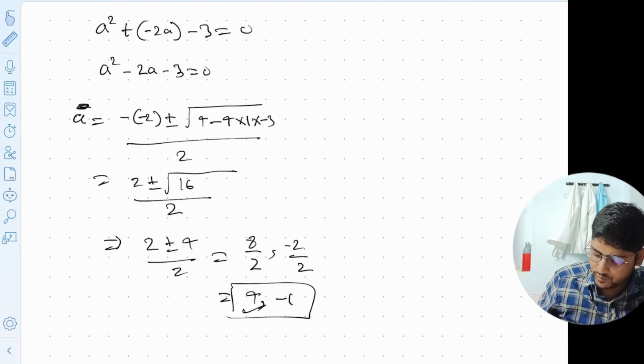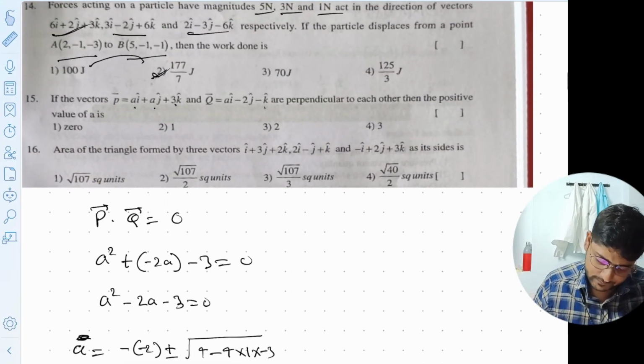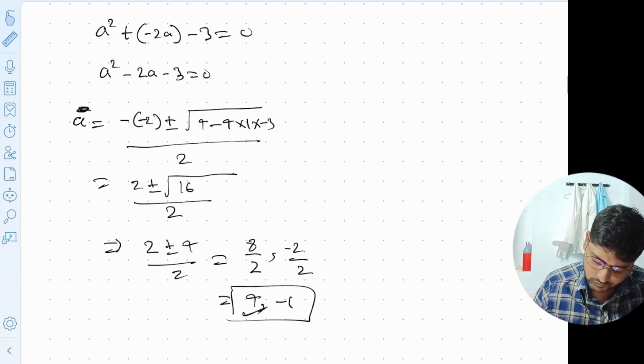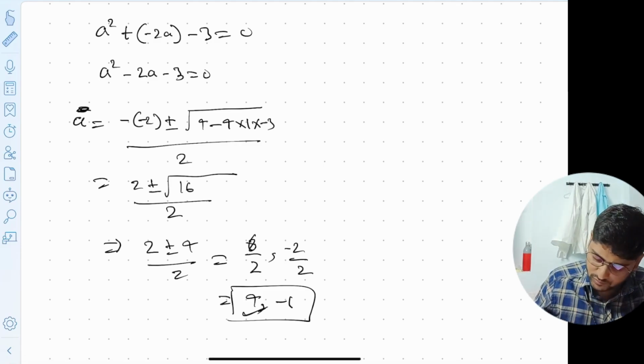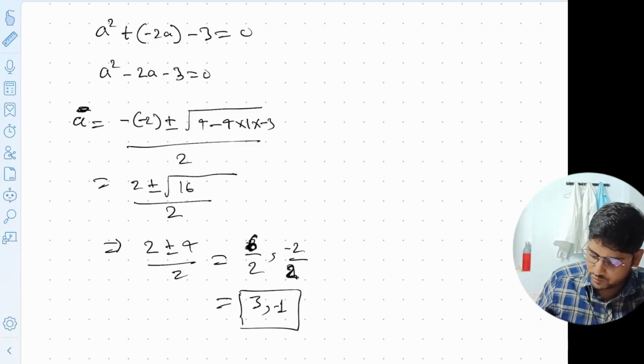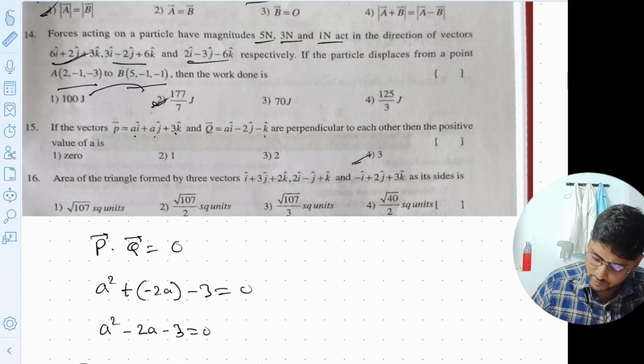We have to say the positive value is 4. Hold on, one problem: 2 plus 4 equals 6, and 2 minus 4 is minus 2. So 6 divided by 2 should be 3, and minus 2 divided by 2 equals minus 1. So the two values are 3 and minus 1. We want the positive value, so the positive value will be 3.